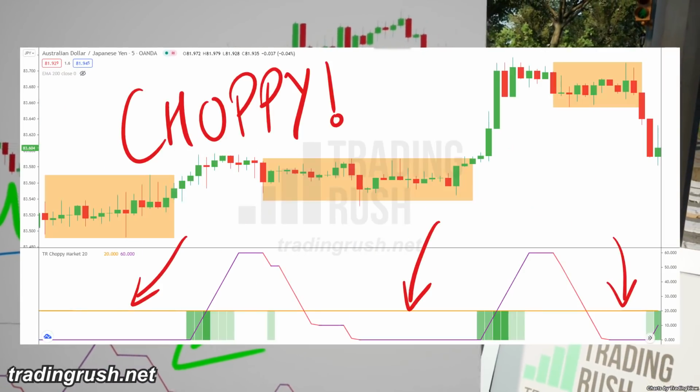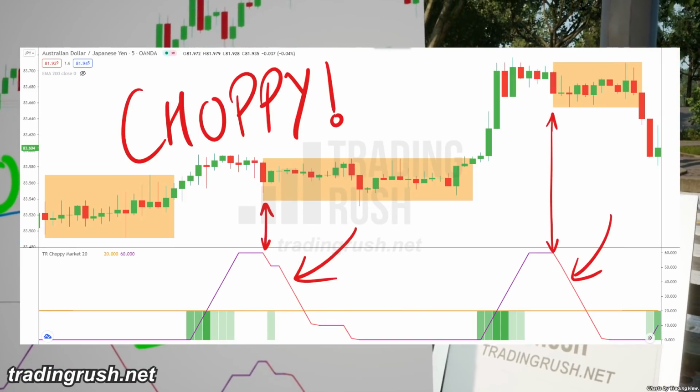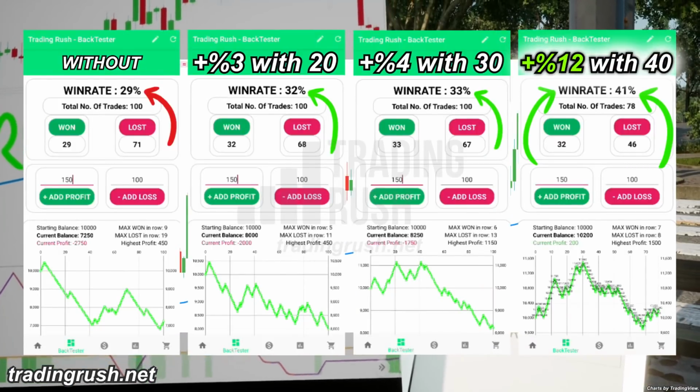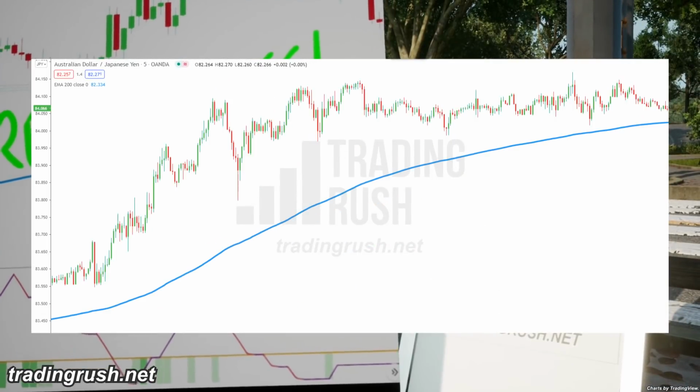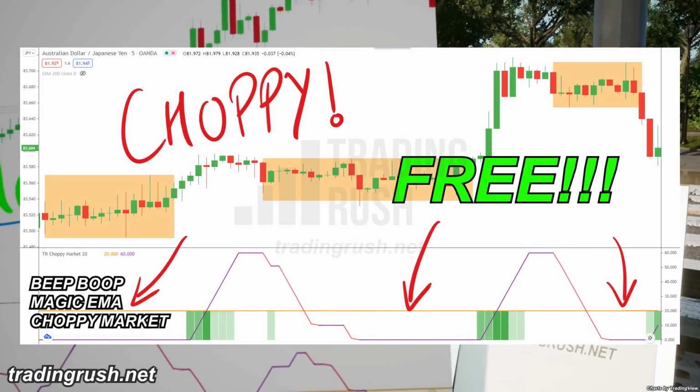Does this mean the third Trading Rush indicator we created is successfully filtering the choppy and bad markets? According to the data, it definitely is, and you can try it yourself because it is absolutely free, just like all the indicators we have created so far.